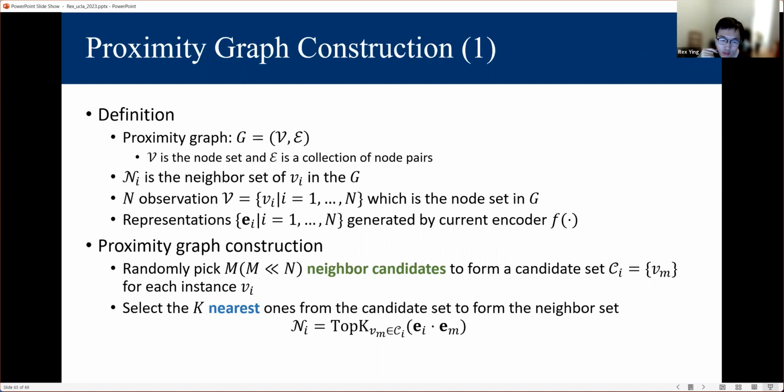And what we do is to construct this proximity graph between all these instances. Here the graph is a collection of nodes, and the nodes represent images or text or whatever we want to do contrastive learning for. And the edges are the similarities in terms of their embeddings. When constructing this graph, we randomly pick a bunch of these neighbor candidates to form this candidate set. And in this candidate set, we can add edges between these examples, depending on their proximity to each other in the embedding space.